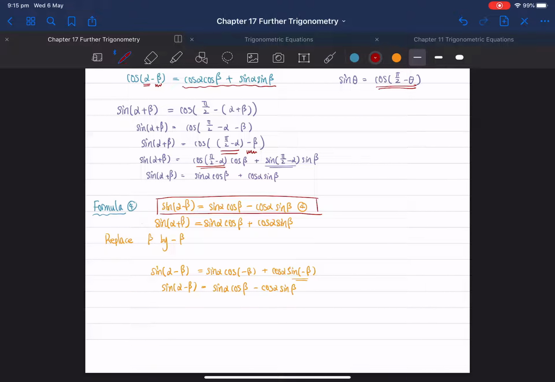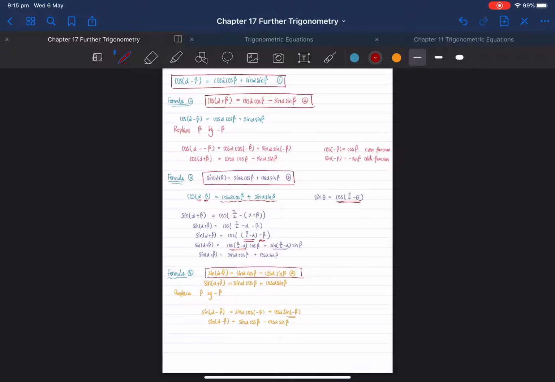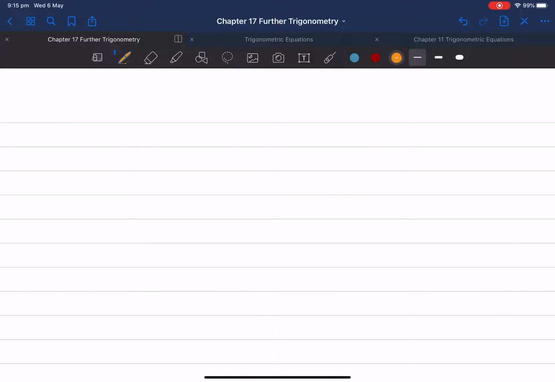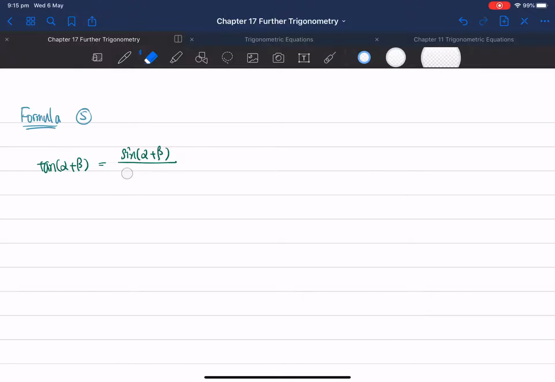Now we're going to go back to the tangent, okay? So the tangent one is pretty easy, all right? Because we know tangent is sine over cos. So the tangent is really easy using that. All right, so formula number 5, the tangent one. What is tangent alpha plus beta equal to? Tangent alpha plus beta is sine alpha plus beta over cosine alpha plus beta, okay?